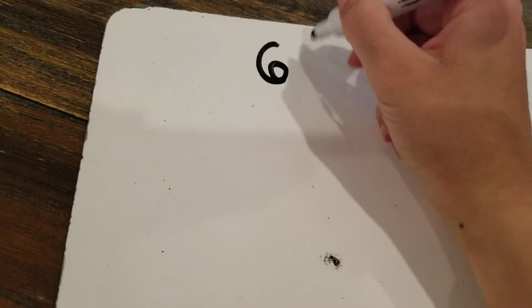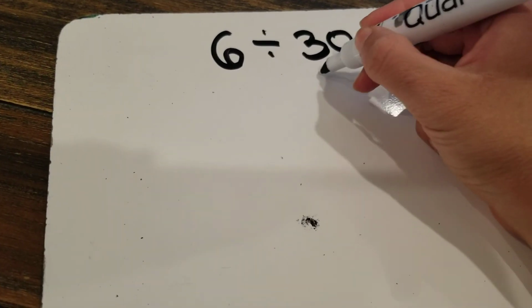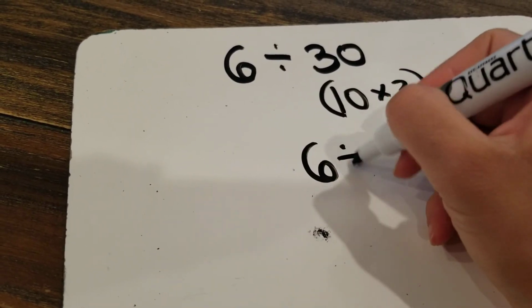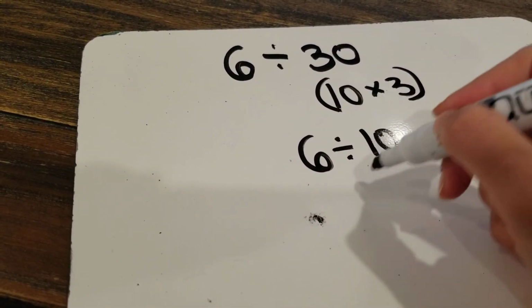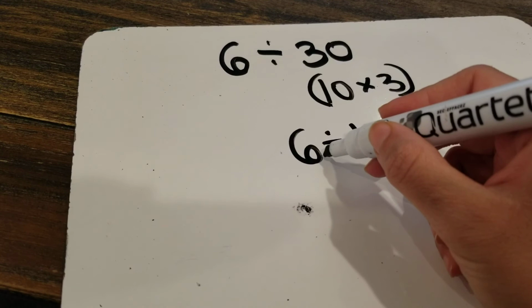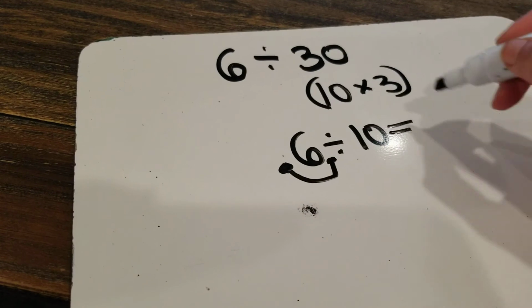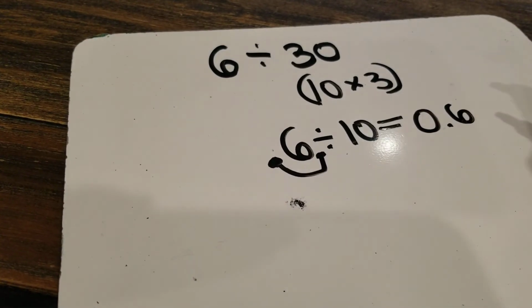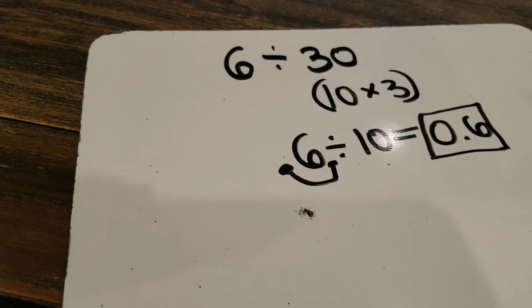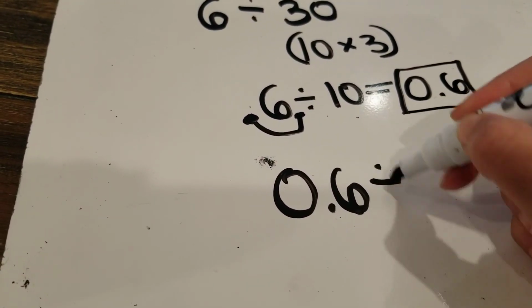So if I have 6 divided by 30, well, I know 30 is made up of a 10 and a 3. So what I'm really doing is 6 divided by 10, and then my answer divided by 3. So let's first do 6 divided by 10. Technically, right now, the decimal is here. If I'm dividing by 10, the decimal will go there. So my new answer will be 0.6. 6 divided by 10 is 0.6. And then I also have to divide 0.6 divided by 3.